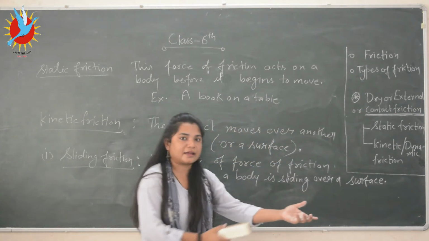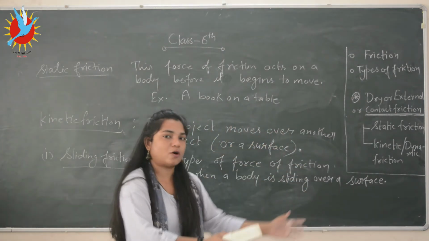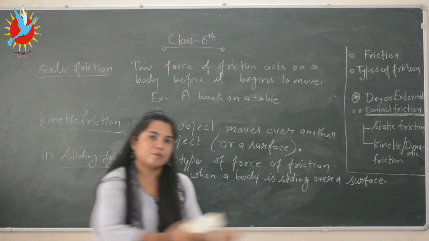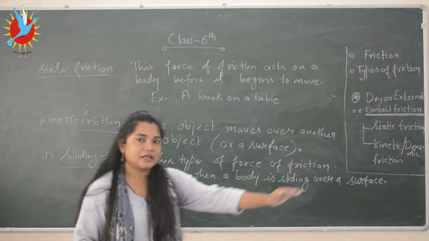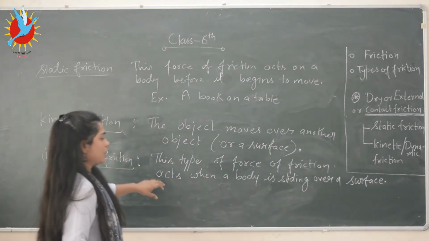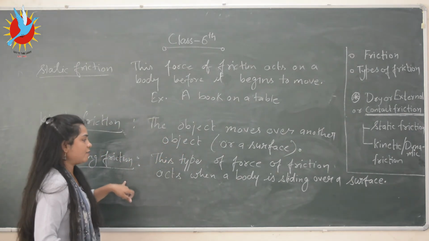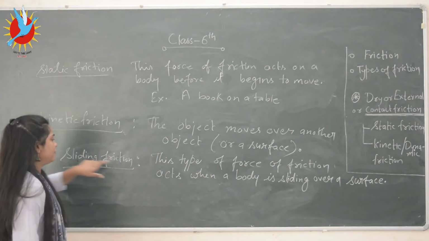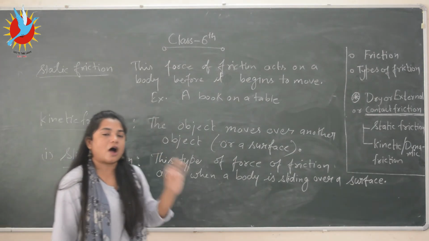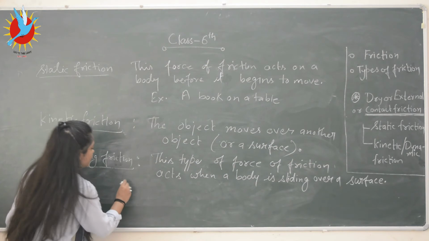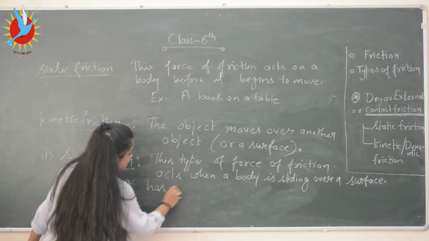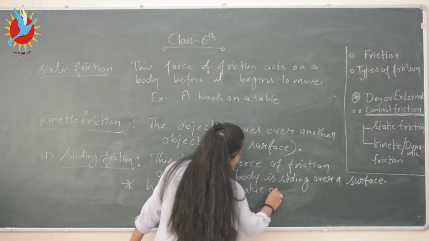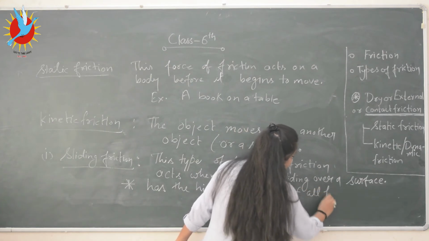For example, suppose you are dragging something heavy, a very heavy larger box, and you have tied a rope on it and you are pulling it. It will drag, or you can say it will slide on the floor. In this type of friction, you have to apply a larger amount of force. This sliding friction has the highest value out of all the frictions.